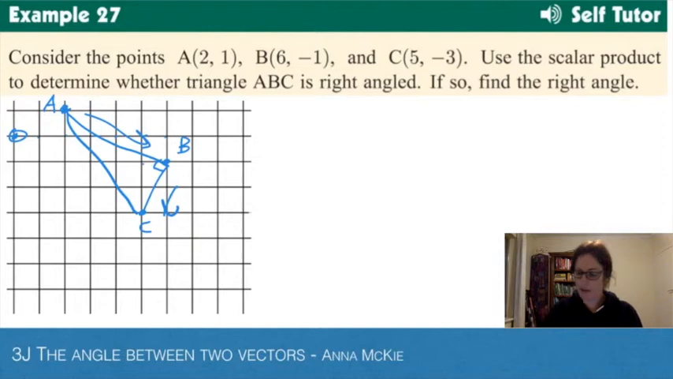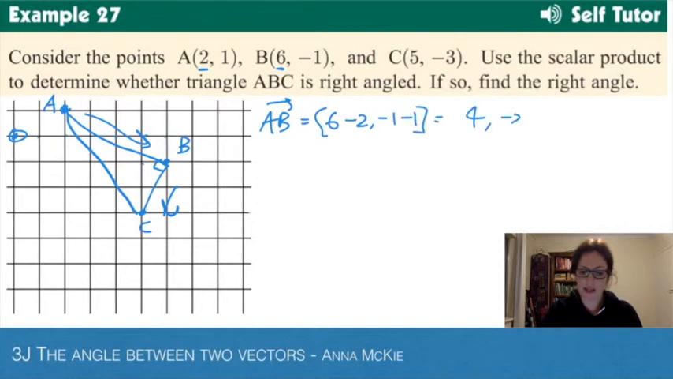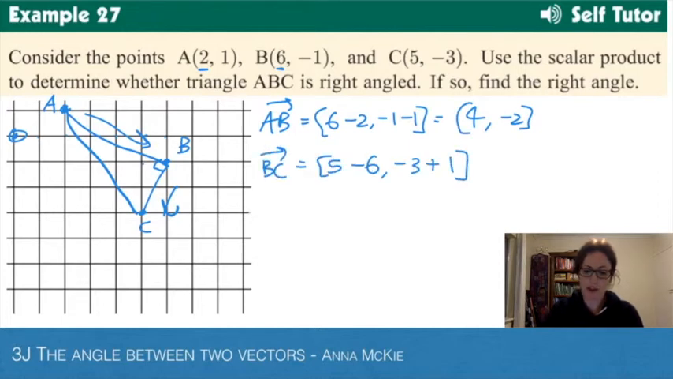scalar product of those. So vector AB, to work that out, you take the B component first and you subtract off the A component, and then we do -1 subtract 1, and our answer for that is (4, -2) for the vector AB. Second one, let's do BC. Noticing that's +1 there because we have to subtract off -1, and that leaves us with (-1, -2).